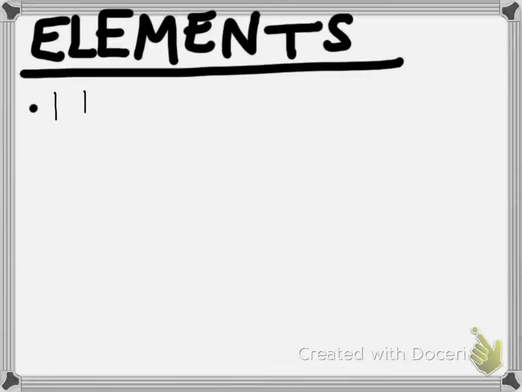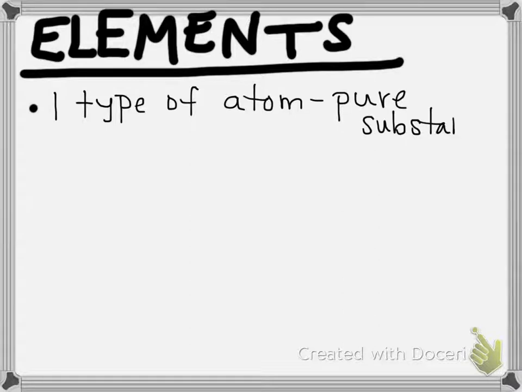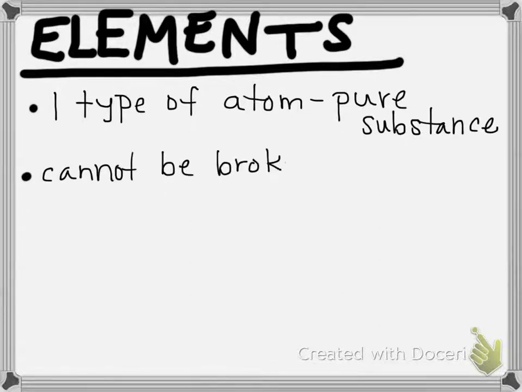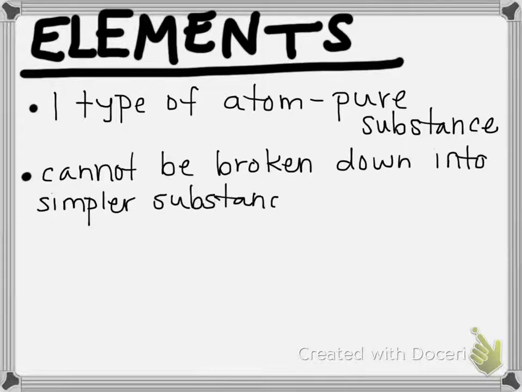So elements. Elements are made up of one type of atom. They're a pure substance. And the definition of an element is something that cannot be broken down into simpler substances by chemical means.